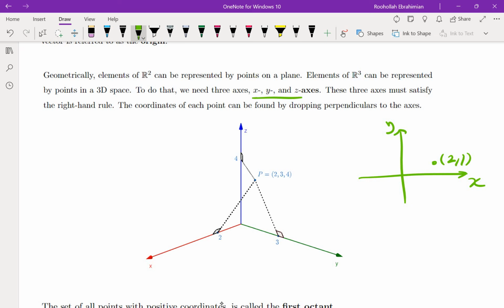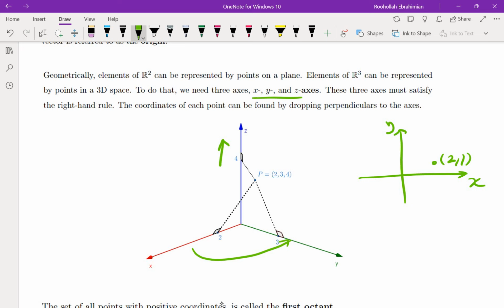These 3 axes must satisfy the right-hand rule, which means if we point our thumb in the right hand in the direction of the z-axis, our hand would close from the x-axis to the y-axis. So point your thumb in the direction of the z-axis, and you should be able to close your hand from the positive x-axis to the positive y-axis.